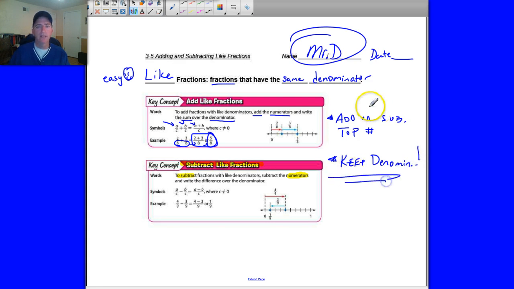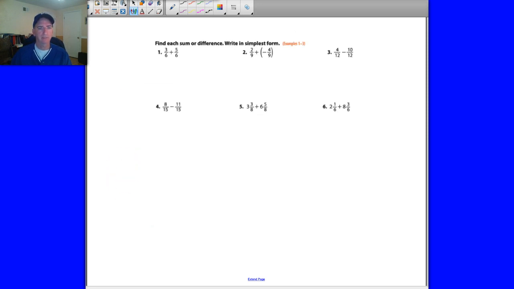That's the only way to add or subtract. Add or subtract the top number, and then you keep the bottom number the same. It's pretty simple when they're the same. But if it's not the same, that'll come later, in the next couple days. If it's not the same, you've got some work to do, and that gets a little bit tricky. So let's look at the back page for you, if you want to flip that over.